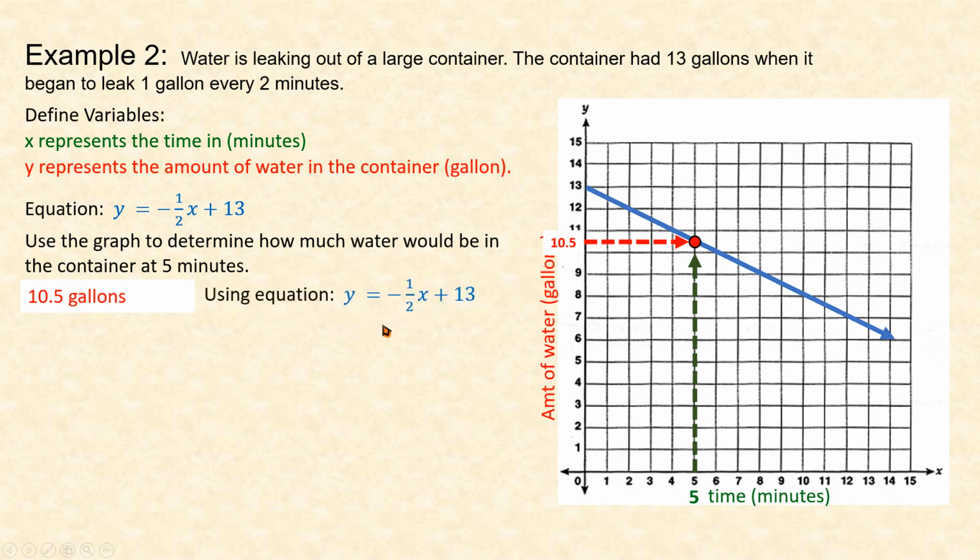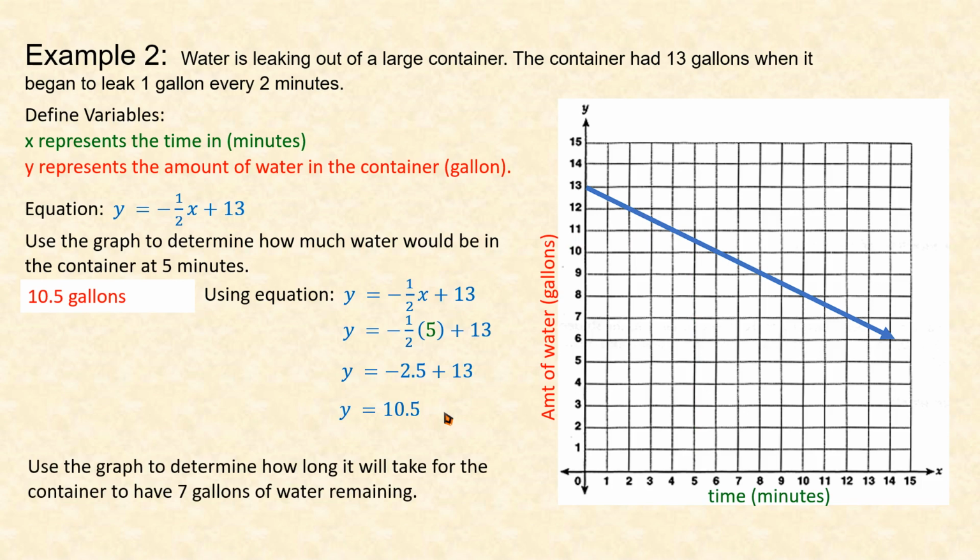I'm going to use the equation to make sure. So I use that equation, and it says 5 minutes, so I put that in for my x. So negative 1/2 times 5 plus 13. Negative 1/2 times 5 is going to be negative 5 over 2. 5 divided by 2, which is negative 2.5. Plus 13, which gives me 10.5. Okay, so again, our estimation is correct. It's 10.5 gallons.